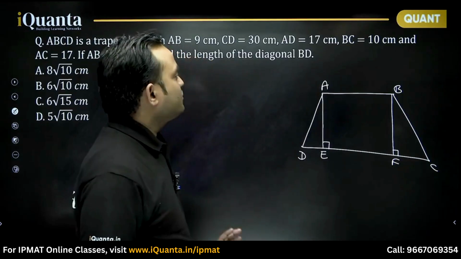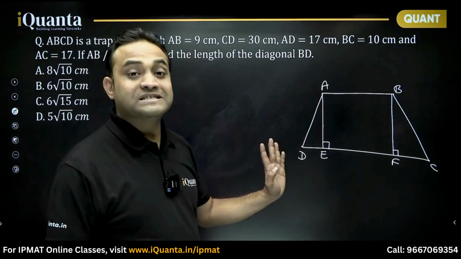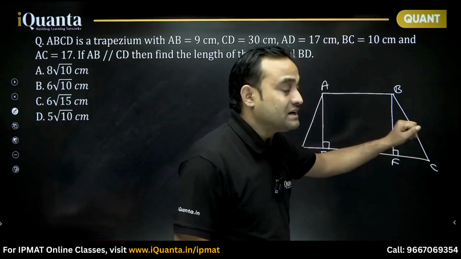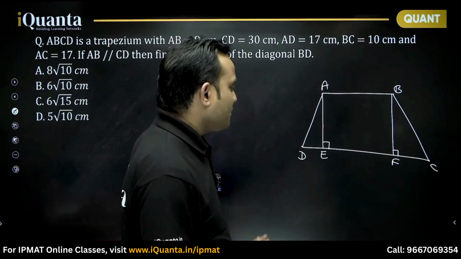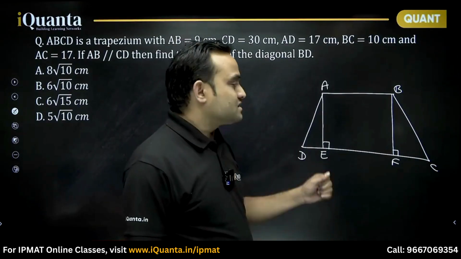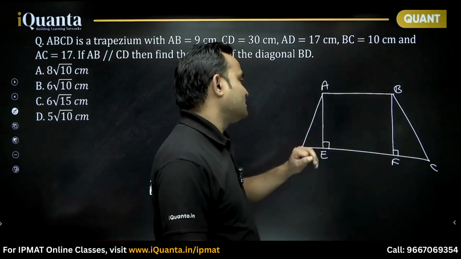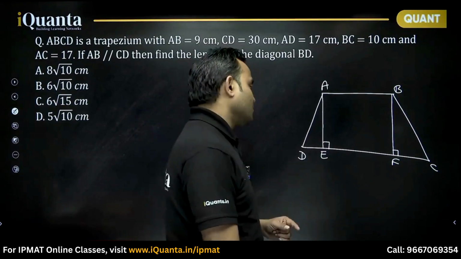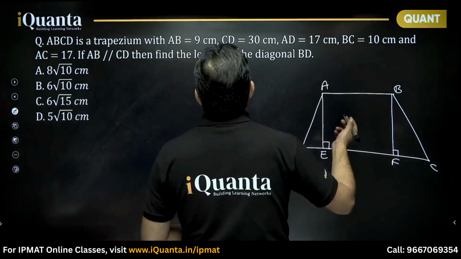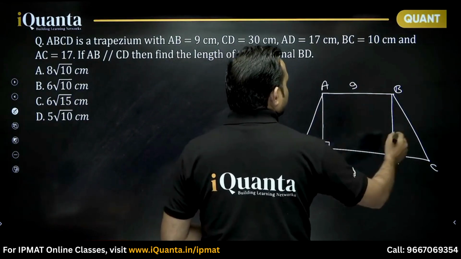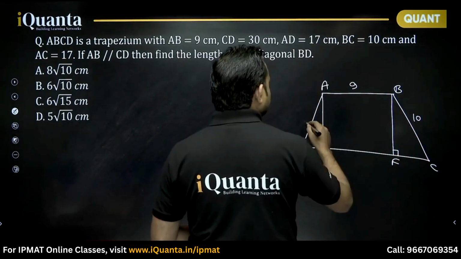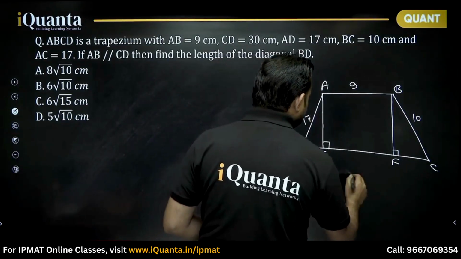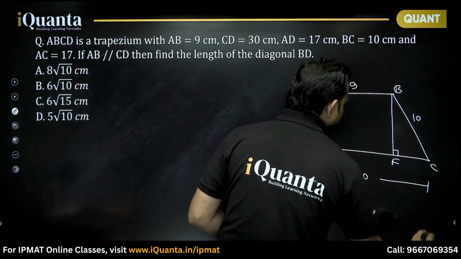Now remember, what has been given? AC is equal to 17 is given. But we won't require this length to find out the value of the other diagonal. If you want to use AC, there is another shortcut, so we will discuss that too. So it's given that AB is equal to 9, BC is equal to 10, AD is equal to 17, and DC, or CD, is equal to 30.